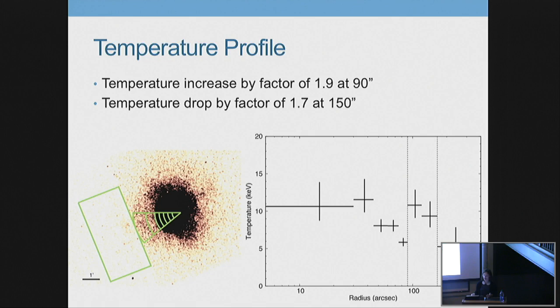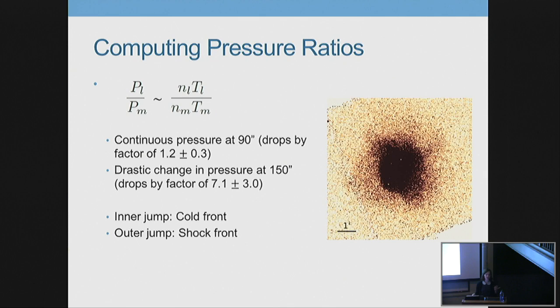So now that we have our temperature profile and our densities, we can compute the pressures. And this is just done using the standard ideal gas law. And so I found that, interestingly, the pressure along this first discontinuity was fairly continuous. We only saw a pressure drop by a factor of 1.2.